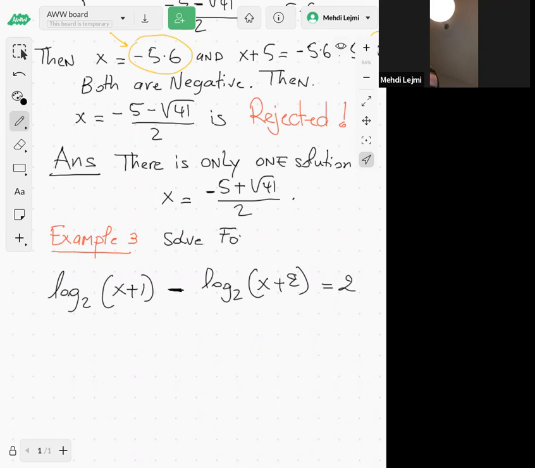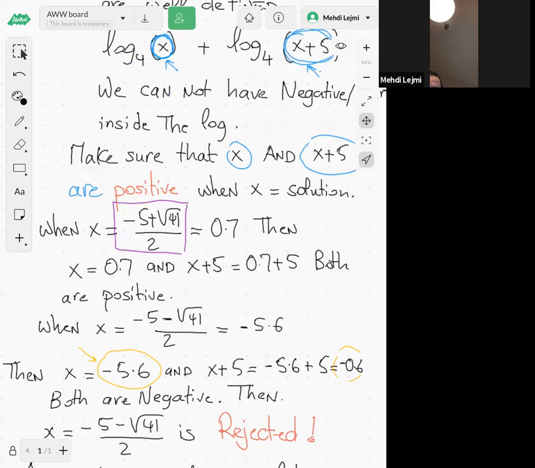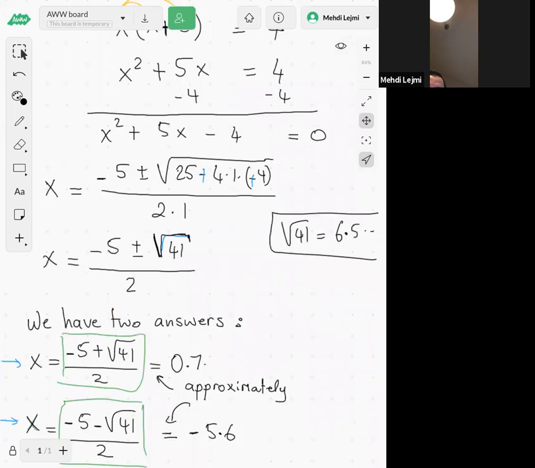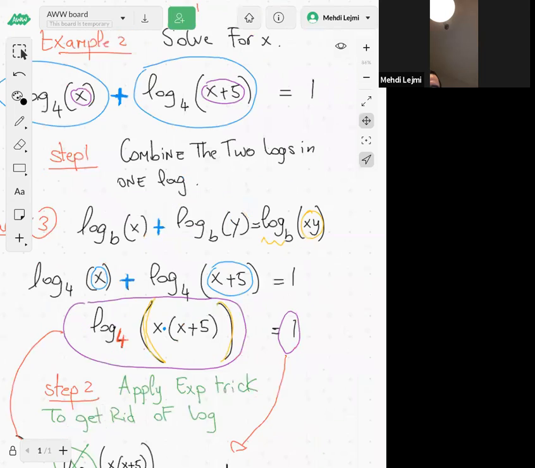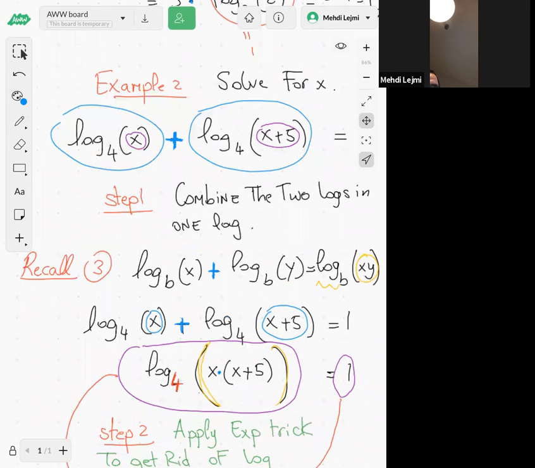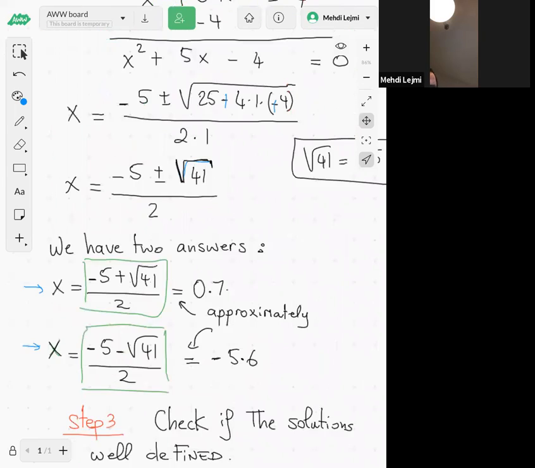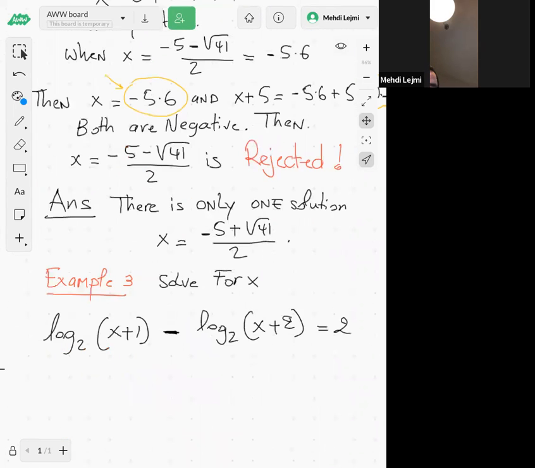So this is different from the previous example because here we have a subtraction, a difference between 2 logs. In the previous example, it was a plus, so it was a sum of 2 logs, right? Right here. As you can see, in the previous example, we had the sum of 2 logs. Right now, we have the difference between 2 logs. So if you have the difference between 2 logs, then we're going to use another property, which says the following.